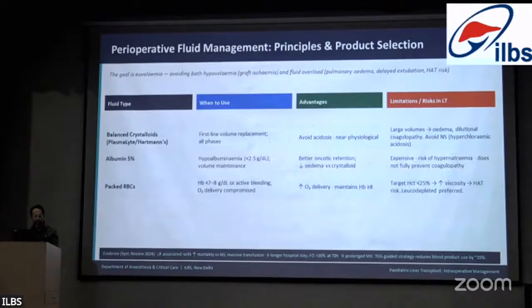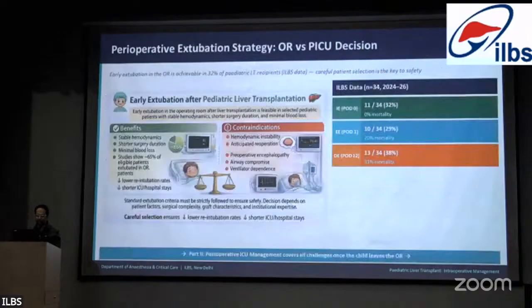Fluid management is mostly with balanced crystalloids. The goal is euvolemia, avoiding both hypovolemia and fluid overload. Here we use Plasma-Lyte and 5% albumin for replacement of the ascitic fluid loss and volume maintenance. Use of 5% albumin gives better oncotic retention and decreases edema as compared to crystalloids.